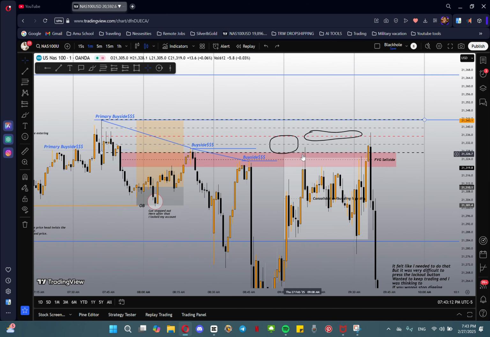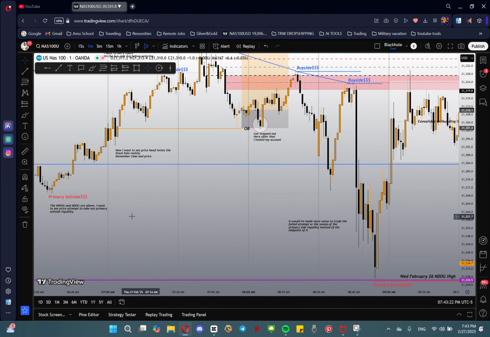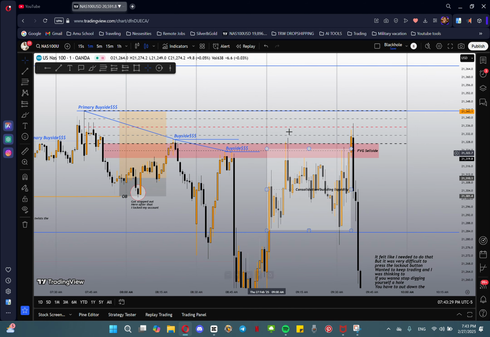So if we see price failing 1, 2, 3 times, and then it actually sweeps out primary sell side liquidity, I would want it to come back up and try to touch this area one more time before it takes off. Now, with this being said, we wouldn't have known that price is going to do all this consolidating, building liquidity, but this right here would have been your ideal entry.